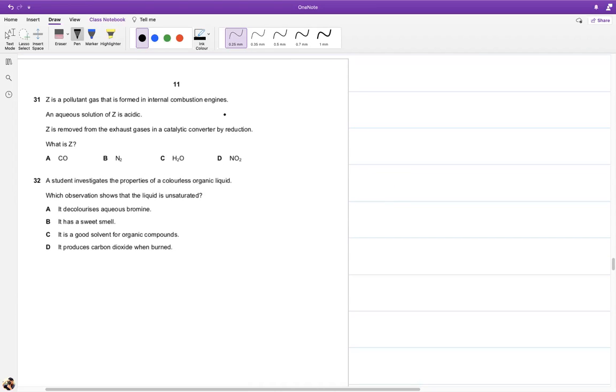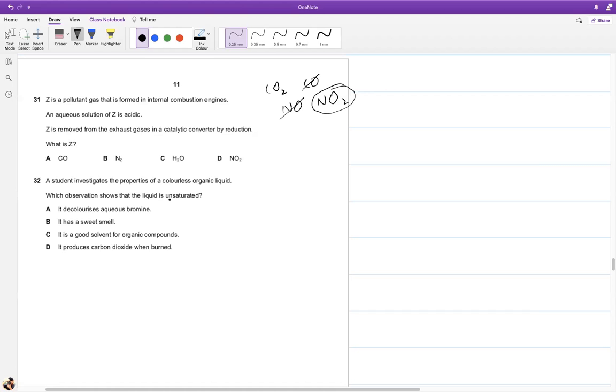All right. Z is a pollutant gas formed in internal combustion engine. कौन सी प्रोड्यूस होती थी? कार्बन डाइऑक्साइड प्रोड्यूस होती थी, कार्बन मोनोऑक्साइड होती थी, नाइट्रोजन मोनोऑक्साइड होती थी, नाइट्रोजन डाइऑक्साइड होती थी. ये 4 तो जरूर होती थी. An aqueous solution of Z is acidic. So this is not it. This is not it. Z is removed from the exhaust gases in a catalytic converter by reduction. That means removing its oxygen. So that's this one, nitrogen dioxide.